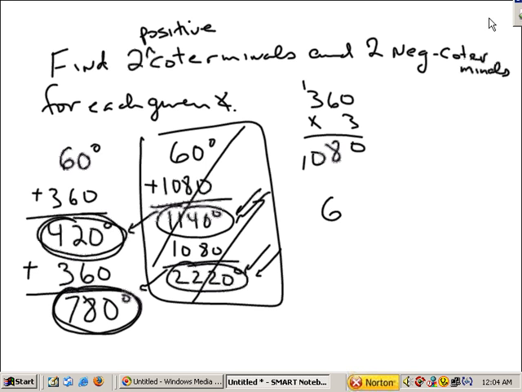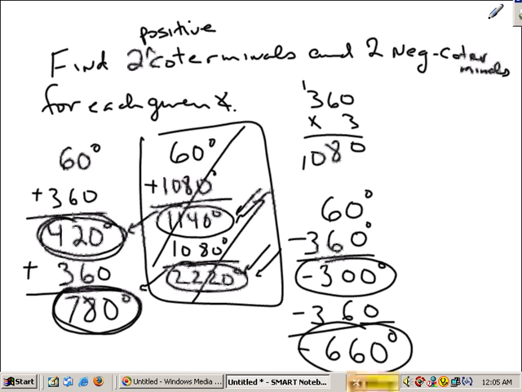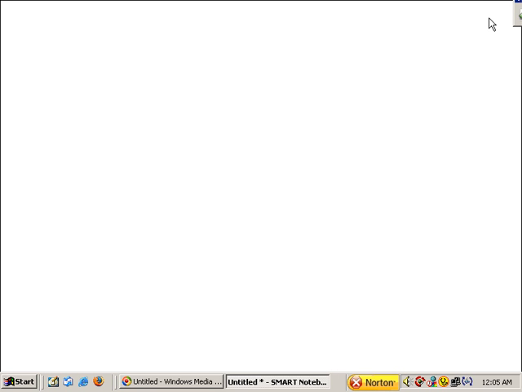Now we need to find some negatives. You can take away enough 360s to make a negative. For example, if I take away 360, I'll get negative 300 degrees. That's a negative angle, so that's one answer. When you take away another 360, you get negative 660. That's the second negative. So here's one set of answers. 420 right here, 780, those are positive coterminals, and these are negative coterminals. You can add or subtract any multiple of the 360 that you choose.